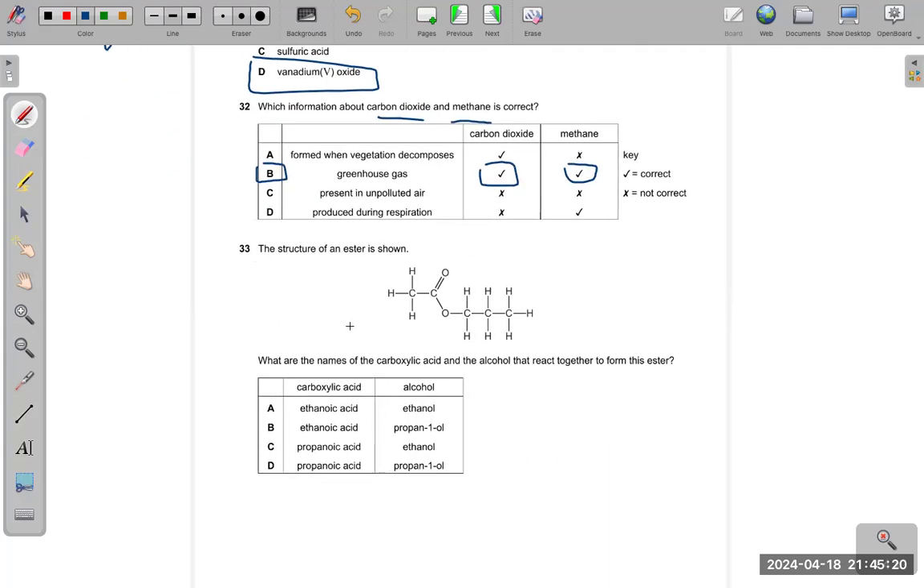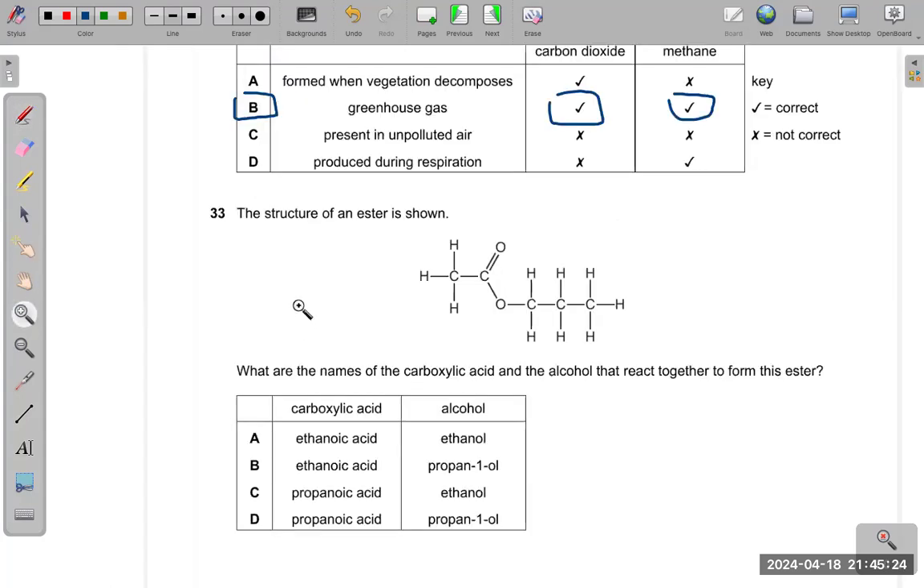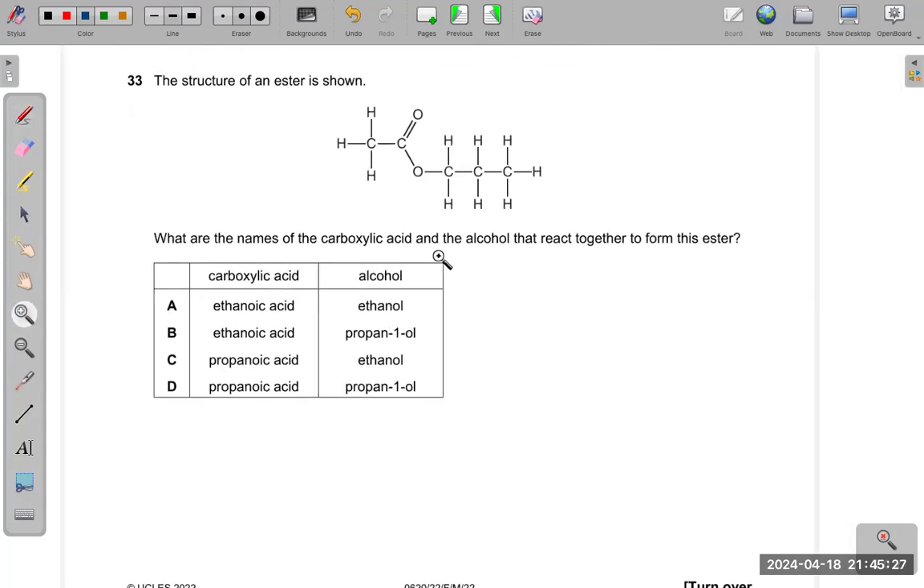Structure of an ester. This is an ester. What are the names of the carboxylic acid and alcohol that react together to form this ester? Hakim, where are you? Where is the carboxylic acid and where is the alcohol? Mister, this is the carboxylic acid. And where is the alcohol? Hi, Hakim, what is the name of the carboxylic acid and what's the name of the alcohol?